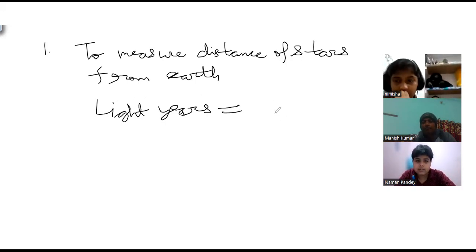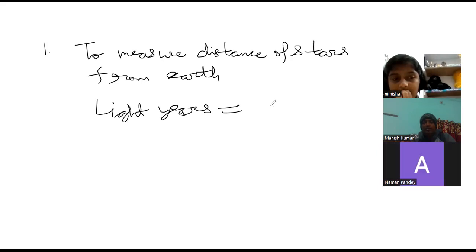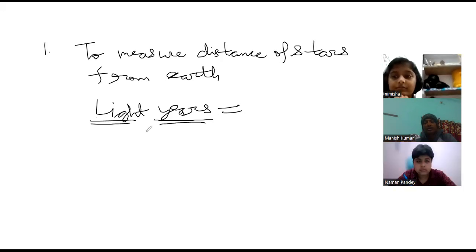So light years, like when light travels a distance, like from Earth to a planet. Can you define light years? Light years is defined as the distance traveled by light in one year. That's why it is written as light years.